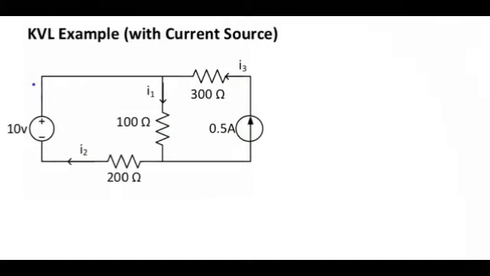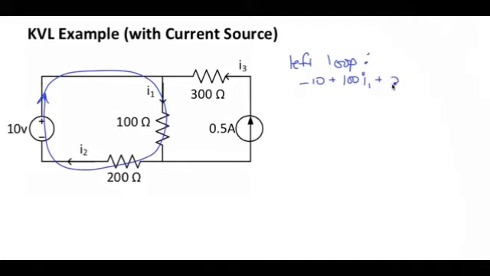Another example I want to highlight is a voltage loop with a current source in there. Look at this loop right here. And I'm just going to mark it as the left loop. -10 going around this way plus this current times 100, so I'm using Ohm's law. So 100 times I sub 1 plus 200 times I sub 2 is equal to 0. So that's one of my equations.